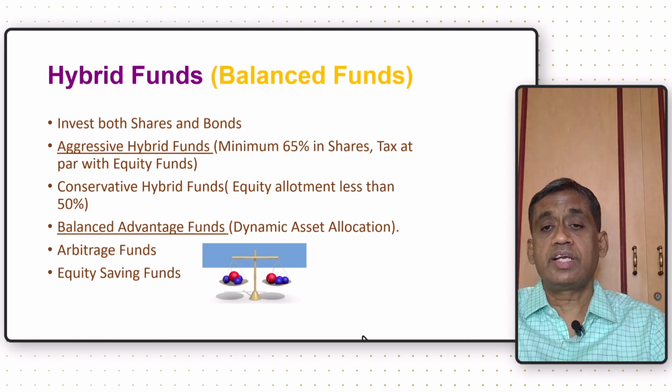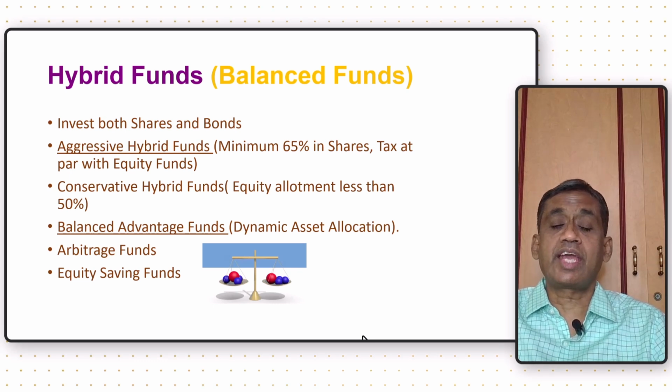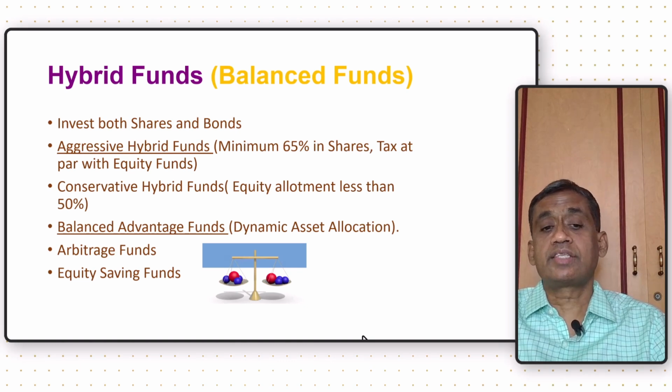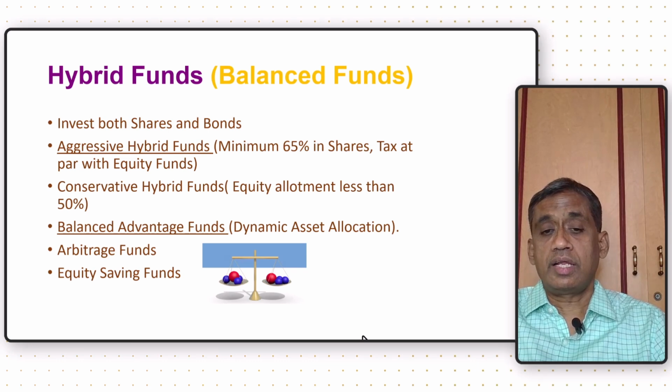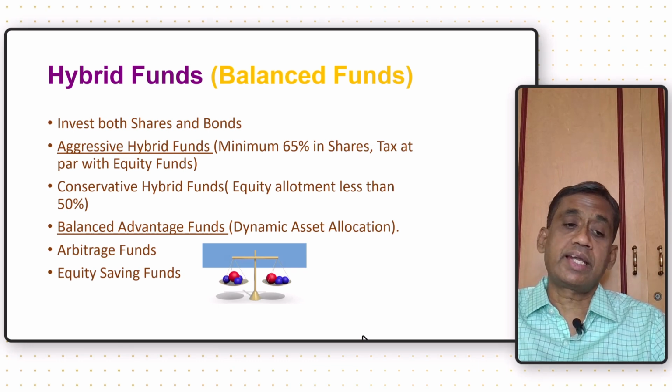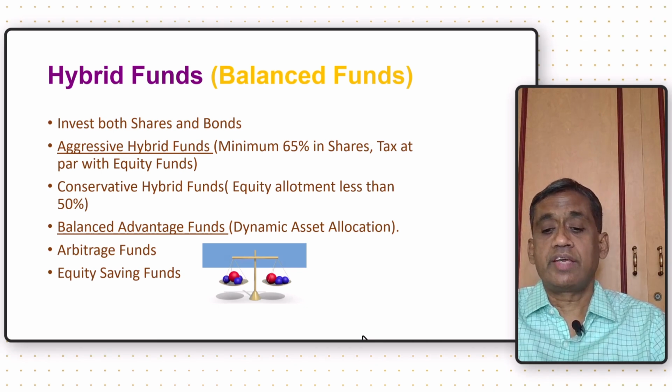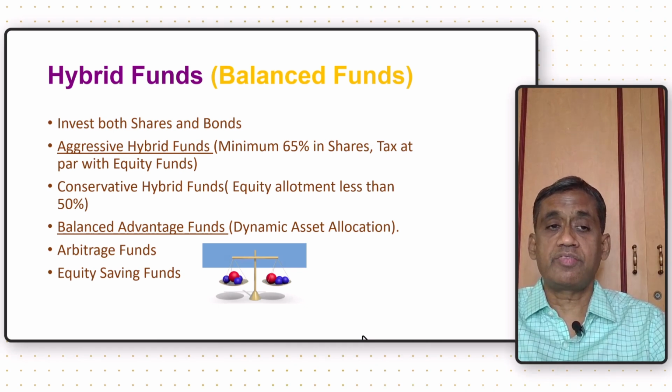Hybrid funds, previously called balanced funds, invest in both shares and bonds. There is the aggressive hybrid fund, which means a minimum investment in shares, so tax is at par with the equity fund. Conservative hybrid funds usually have equity allocation of less than 50%. Balanced advantage fund: dynamic asset allocation depending upon market conditions. Then other funds, arbitrage funds and equity savings funds. These are the types of hybrid funds.